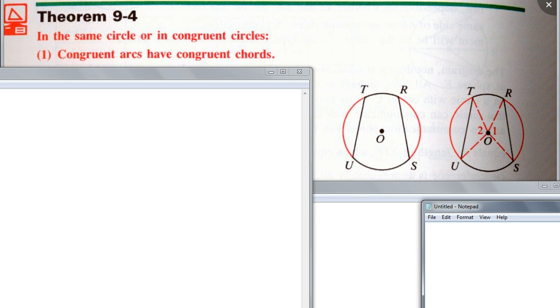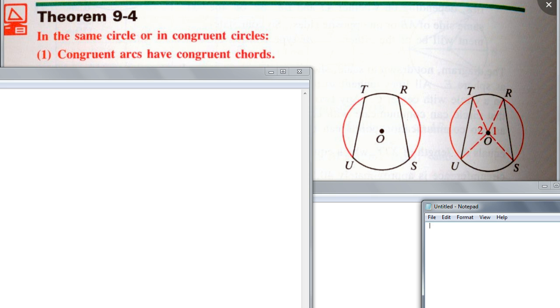And then since you know that arc TU is congruent to arc RS, and by definition of something, I don't remember what, you can conclude that angle TOU is congruent to angle ROS. Yeah, angle 1 and 2 are congruent because these two arcs are congruent. Why is that? Very good, Jordan. Who could tell Jordan? Grace, you remember why that was?